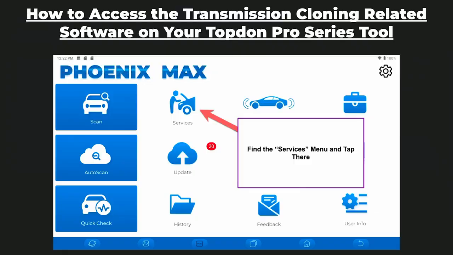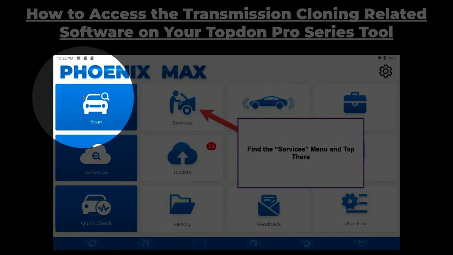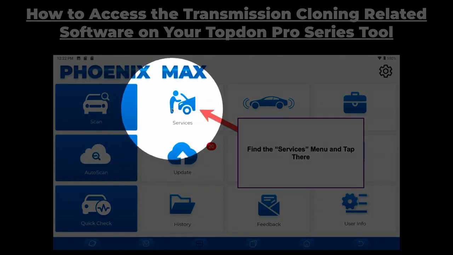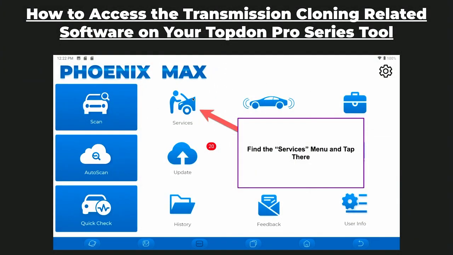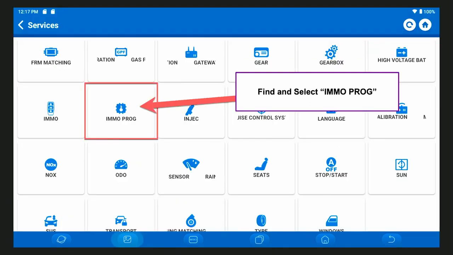If you are looking to access the cloning software, this is how you get to the information on the tool. Now, the only exception to this would be through Volkswagen Audi. When we are doing any Volkswagen Audi, we want to go through the scan menu up on the top left here instead of the services menu. And that's because you want to go into the vehicle-specific software for Volkswagen Audi, and this simply has to do with some of the security-related measures built into the Volkswagen Audi software. So just something to keep in mind.